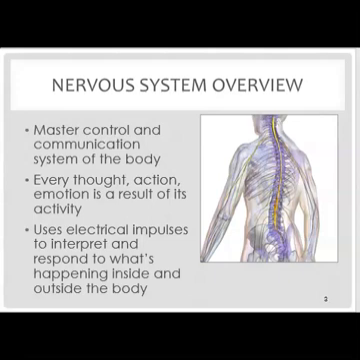It uses electrical impulses to interpret and to respond to what's happening inside of the body, and also to take in information from outside of the body to ultimately maintain homeostasis. That's the job of the nervous system, to make sure that everything is running the way that it needs to be. And if a value becomes outside of the normal range, then the nervous system is going to elicit a response in order to bring it back into a normal range. So this is really our homeostasis system.